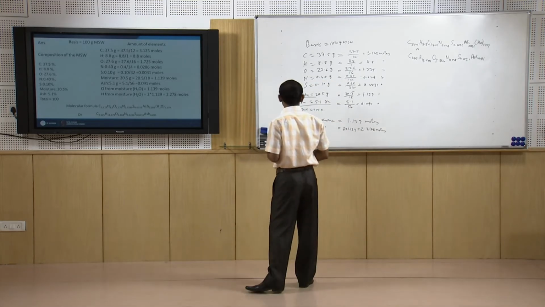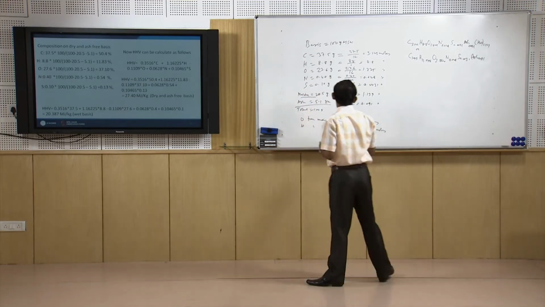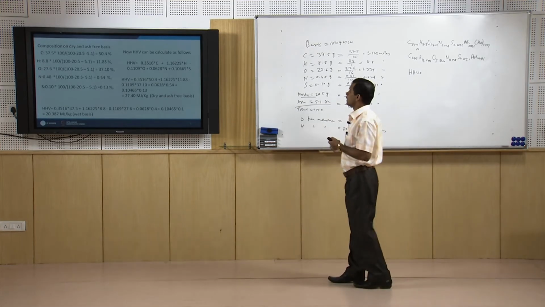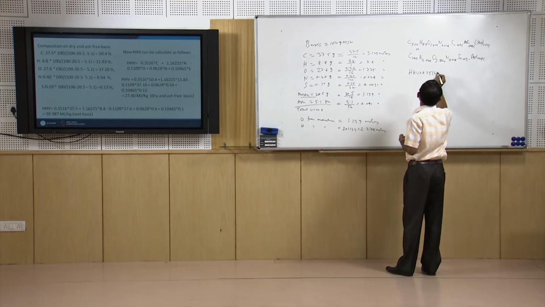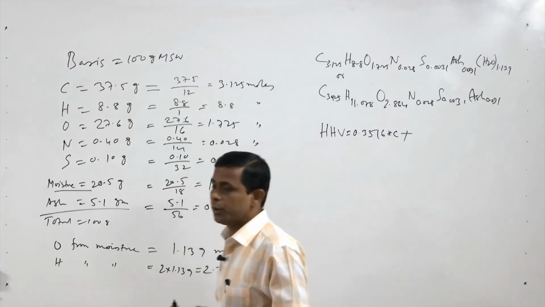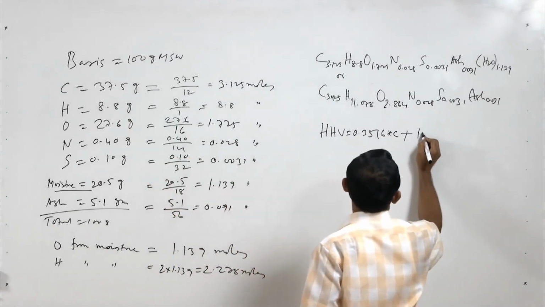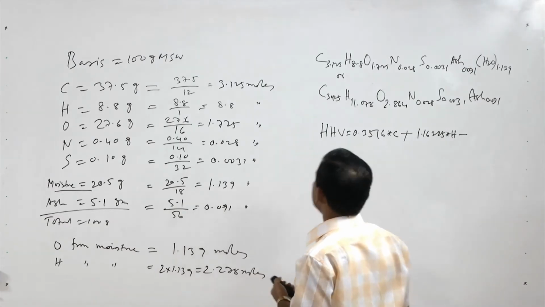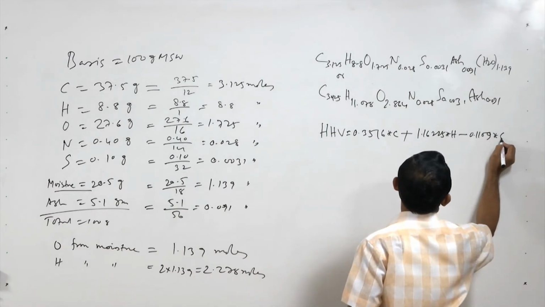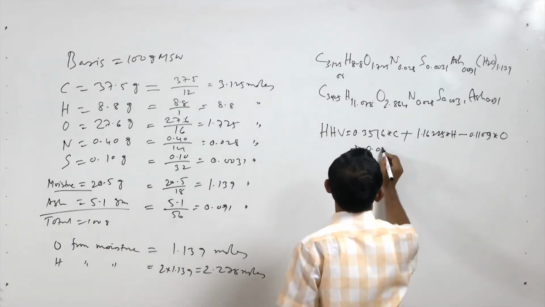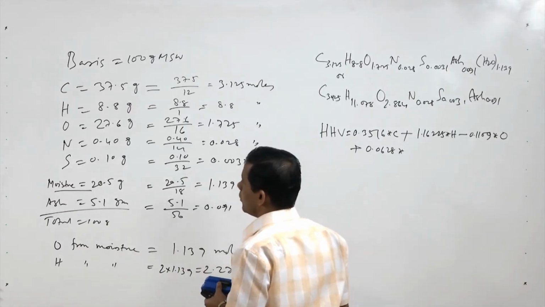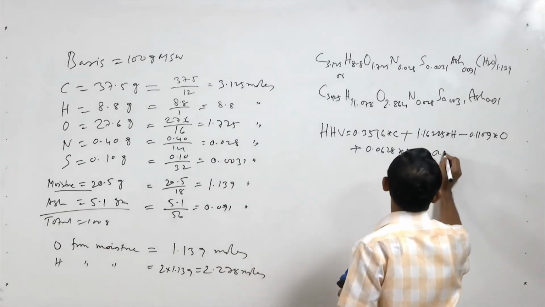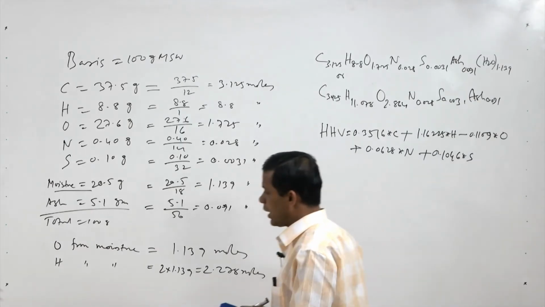The second part: we have to determine the heating value. So, the heating value HHV is given as 0.3516 into C, where C is the percentage of carbon, then 1.16225 into H minus 0.1109 into O plus 0.0628 into N plus 0.1046 into S. So, this is the formula which is given.